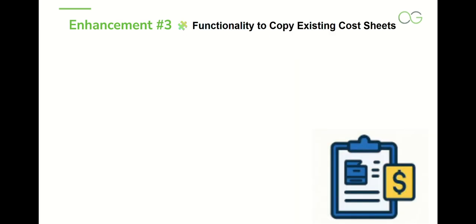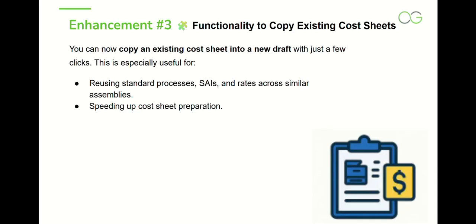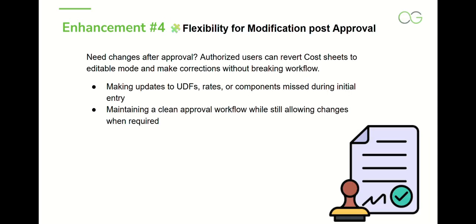Enhancement 3. Copy existing cost sheets. Duplicate existing sheets in a few clicks for faster preparation. Enhancement 4. Flexibility for modification post-approval. Need changes after approval? Authorized users can revert cost sheets to editable mode and make corrections without breaking workflow.